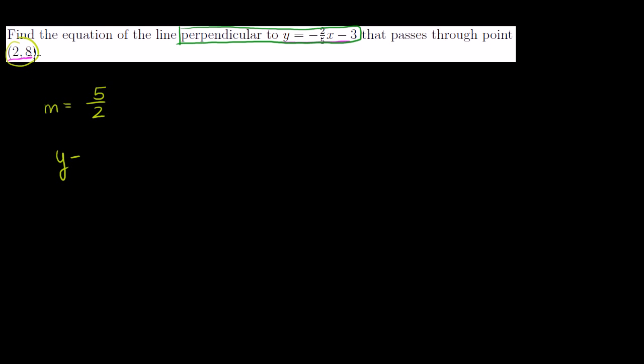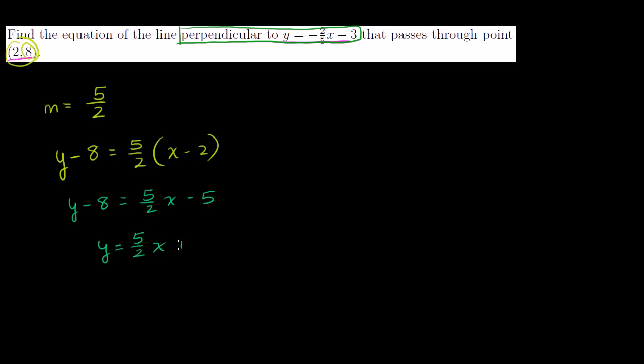Y minus this y value, which has to be on the line, is equal to our slope, 5/2, times x minus this x value, the x value when y is equal to 8. And this is the equation of the line in point slope form. If you want to put it in slope intercept form, you can just do a little bit of algebraic manipulation. Y minus 8 is equal to, let's distribute the 5/2. So 5/2 x minus 5/2 times 2 is just 5. And then add 8 to both sides. You get y is equal to 5/2 x. Add 8 to negative 5, so plus 3. And we are done.